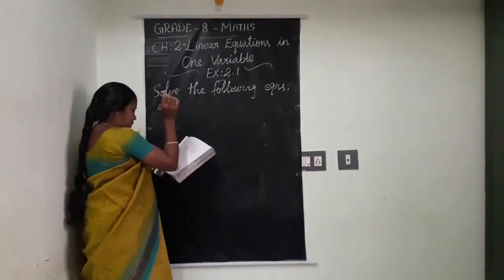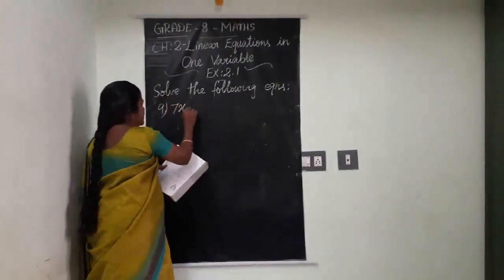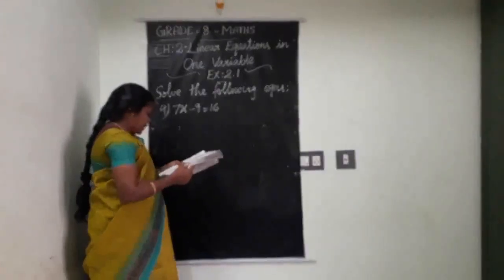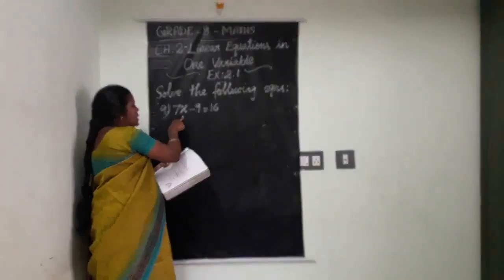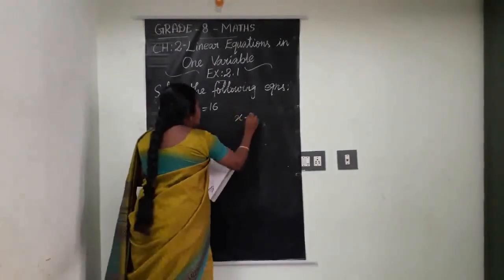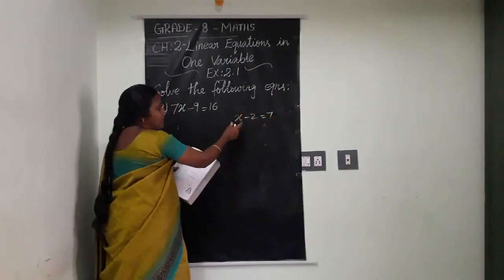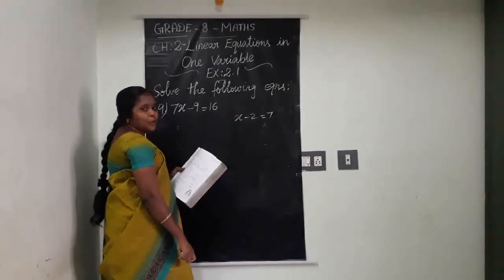Ninth one I am doing. 7x minus 9 equal to 16. See, in the previous two questions, if you note that variable term, x coefficient, say x minus 2 equal to 7, first question. Here, what is the variable? Here variable means x only. What is that coefficient? What answer will you tell?